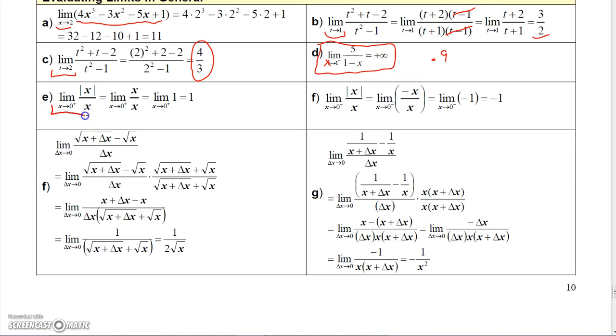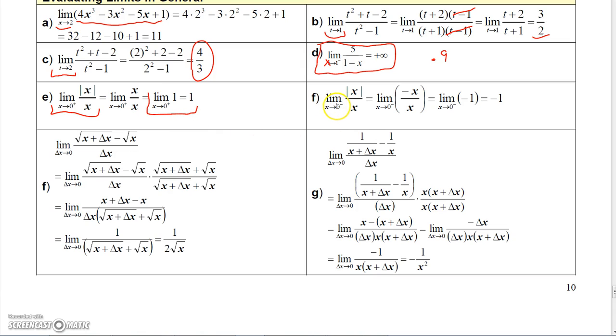This one says the limit of absolute value of x over x as x approaches 0 from the right. Well, that means positive numbers. We know the absolute value of x, if x is a positive number, is just x. So in that case, the limit would be x over x, which is 1. So the limit would simply be 1.